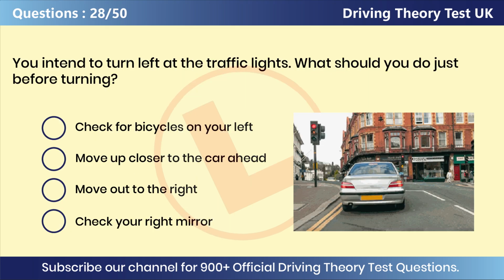Question 28. You intend to turn left at the traffic lights. What should you do just before turning? A. Check for bicycles on your left. B. Move up closer to the car ahead. C. Move out to the right. D. Check your right mirror.